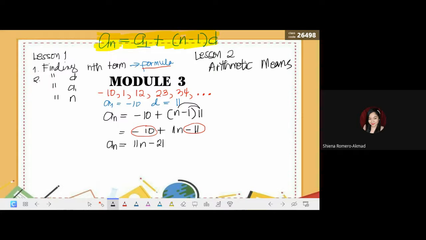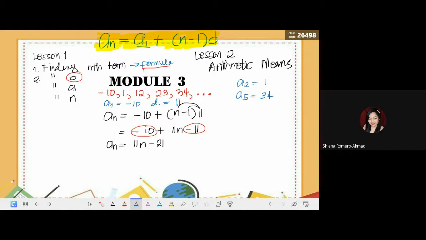Next is, what if we don't know the sequence, no? Tapos ang pinapahanap sa atin ay yung difference. Kunwari hindi natin alam na ang difference niya ay 11. So we will solve for the 11 itself. Okay? So ang gawin natin, kasi pag ganyang sitwasyon, bibigyan kayo ng dalawang given. Ano yung mga given na ibibigay sa inyo? Most probably, ang ibibigay sa inyong given ay yung mga terms na hindi magkakasunod. Let's say, ang binigay sa atin ay second term at fifth term. So our second term is 1 and our fifth term is 34.